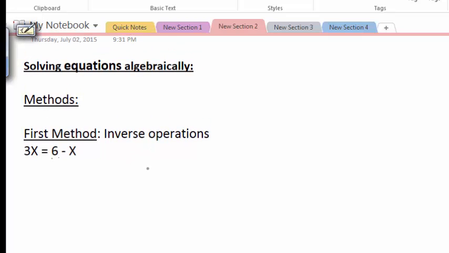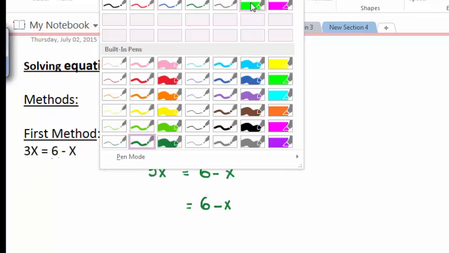I have 3x equals 6 minus x. So as you can see from here, the variables are on the left side, so I can think this way that I need all variables on one side and the numbers on the other side. So inverse operation means what? How can I isolate the number 6 to make it by itself instead of having a variable with it? Usually to do this we work with 6 minus x, and I'm going to change the color to show you only what I'm trying to do.